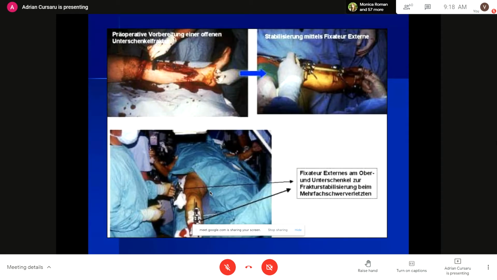We are doing that very quickly. It is very important to do it very quickly because of the blood loss, and you have to put on an external fixation. It is a different treatment between the normal, closed fracture and an open fracture.